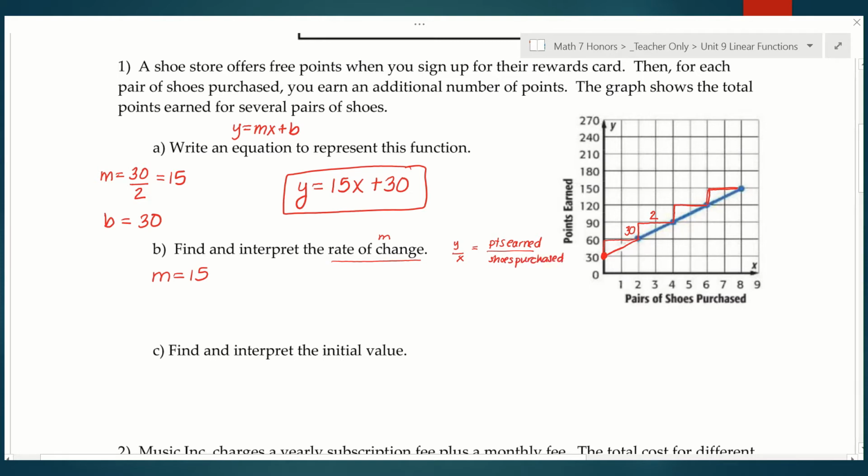Okay, so 15 means that I get 15 points for every pair of shoes purchased. Because remember, 15 is really over 1 when I'm writing the slope. And so using those labels on your graph, your axes, it is pretty easy to then describe what the rate of change is. So I'm going to say 15 points are earned for each pair of shoes purchased.